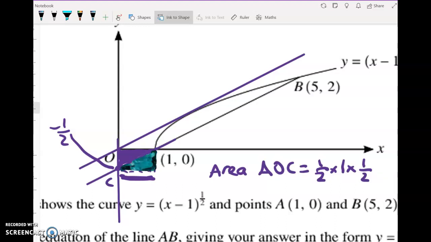And the rectangle area is very easy to find. It's 1 times 1/2. So that area of that triangle will just be 1/4. Now let's turn that triangle around and see what we are looking for.